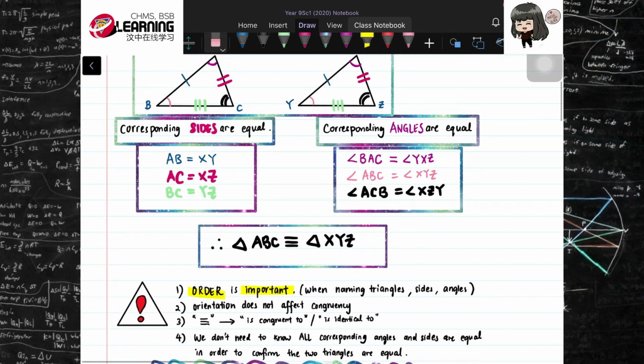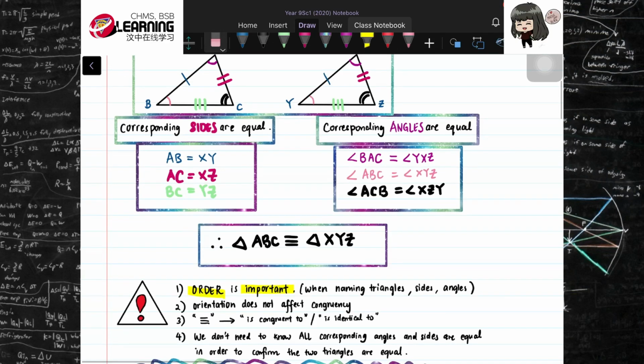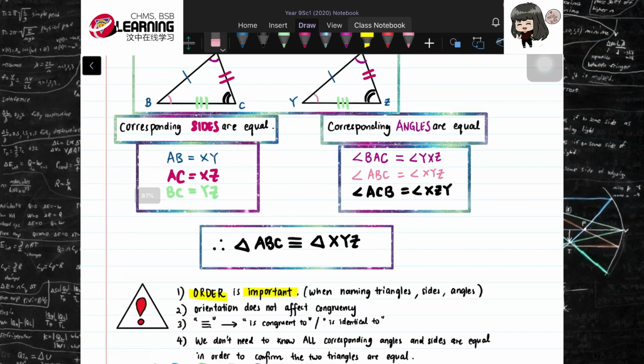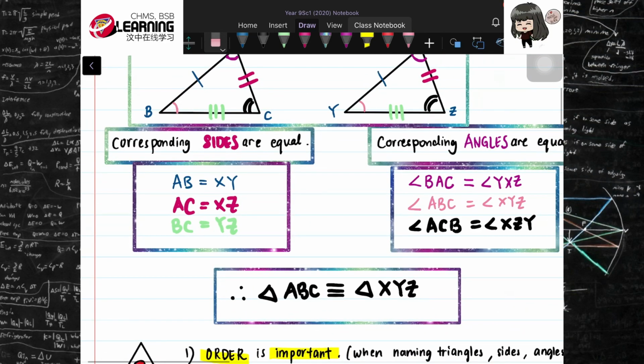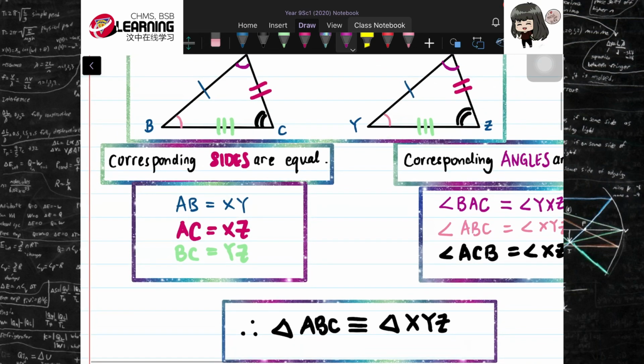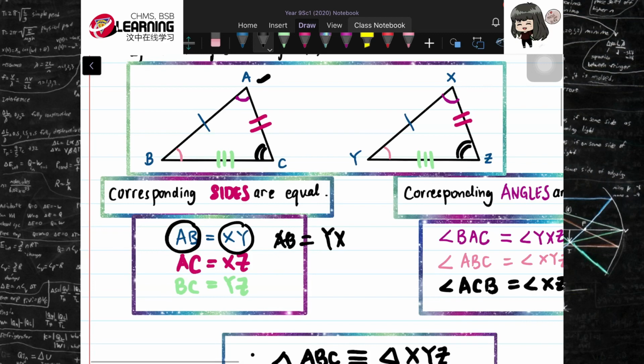So the first one, order is important, especially when we name the triangles, the sides and the angles. Just now we named the triangles. How about the sides? When we name them, if we name AB equals XY, we cannot name AB equals YX. It's different, because when we start off with A, then we start off with X as well. The order is not the same, so we cannot write it that way. It's considered wrong.